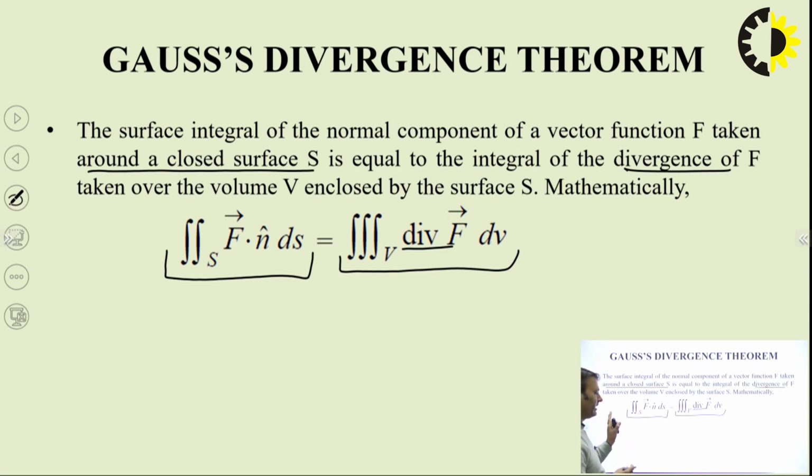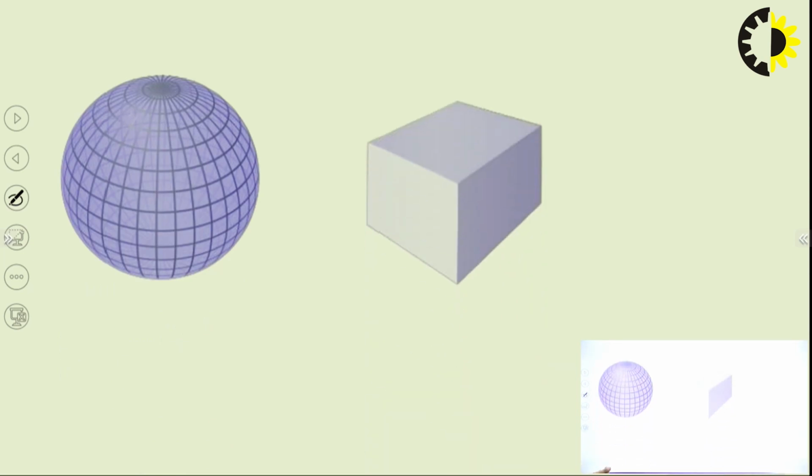They are 100% equal. In case of the triple integral, we must calculate the divergence of f, and in case of the double integral, we must calculate the value of f dot n cap ds. So when we calculate f dot n cap ds as a surface integral, and when we calculate the divergence of f, we get the same values. So here I have taken some graph.